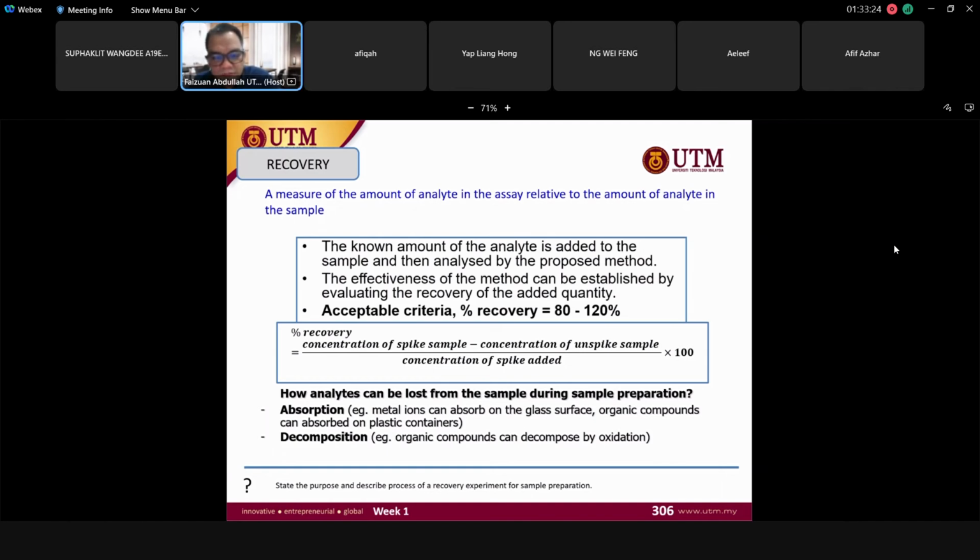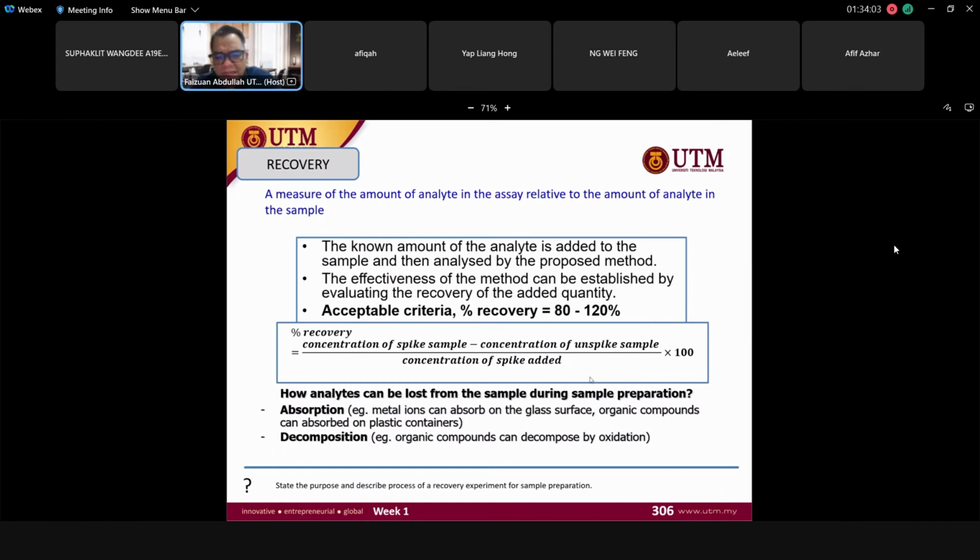Meaning that for the acceptable criteria for the recovery, you spike a known concentration, for example, and then you do the sample preparation process, and then you analyze. For example, you initially put 1 ppm, and then you analyze and have only 0.7 ppm, so the loss of sample is quite large, outside of the range of 80 to 120%. So the recovery has an acceptable criterion, between 80 and 120%, to accept the method of sample preparation and so on.